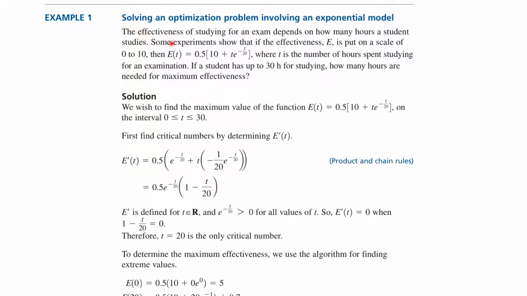Example 1. The effectiveness of studying for an exam depends on how many hours a student studies. Some experiments show that if the effectiveness E is put on a scale of 0 to 10, then E(T) equals 0.5 times (10 plus T) e to the power of negative T over 20, where T is the number of hours spent studying for an examination. If a student has up to 30 hours for studying, how many hours are needed to maximize effectiveness?